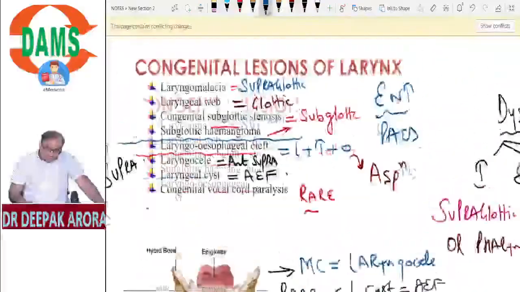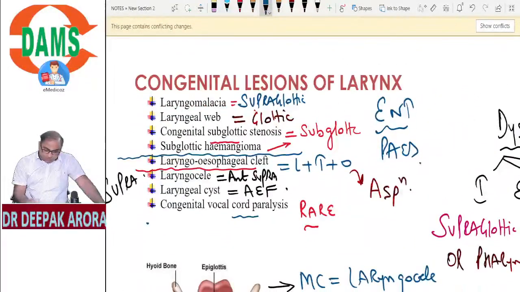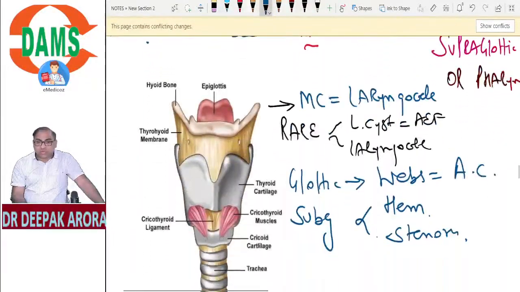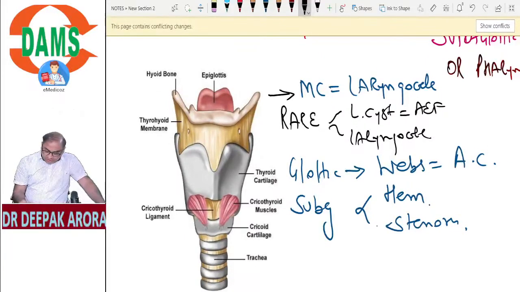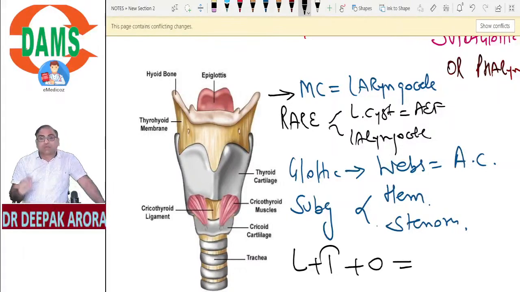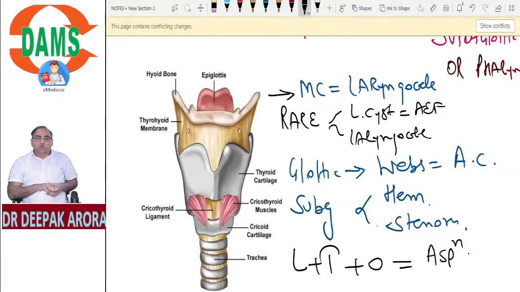Vocal cord paralysis is one of the rare conditions that we will not discuss here in this long list. Then at the last, there is laryngotracheoesophageal cleft, for which the keyword we have read is aspiration. Here the patient must be having aspiration.